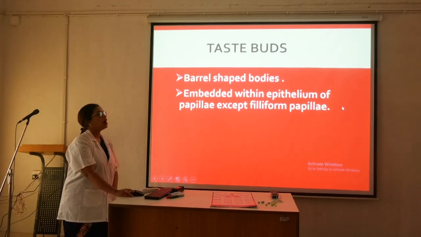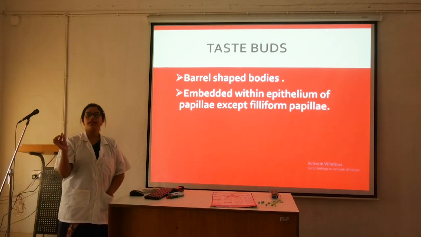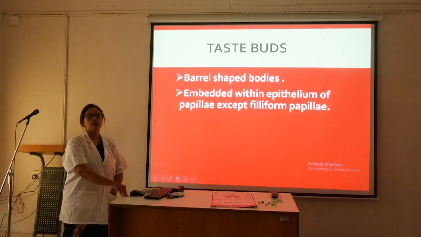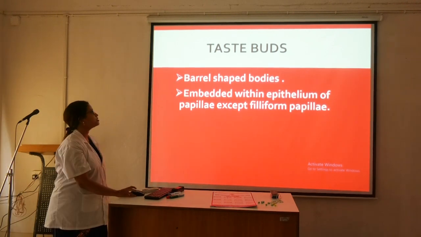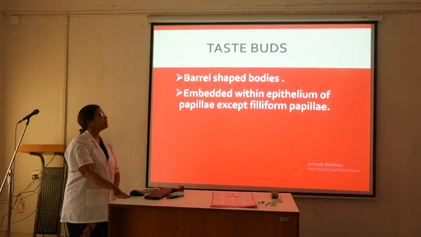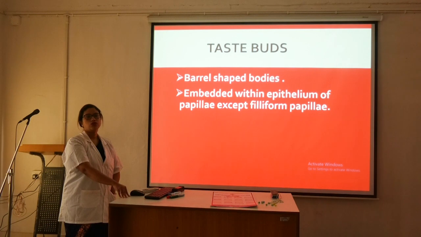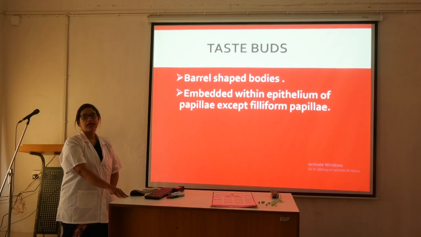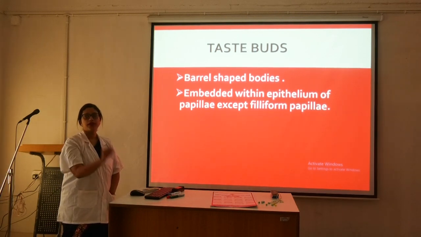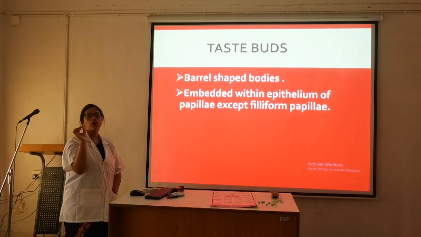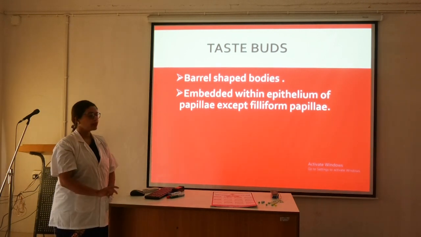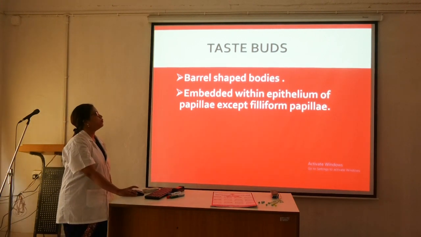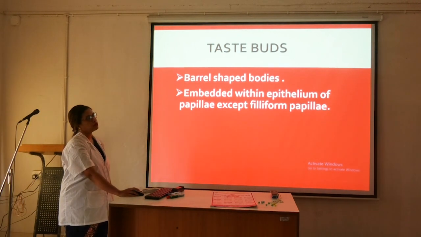So how does a taste bud look? Suppose you are seeing one taste bud under the microscope, how does it appear? First, they are barrel-shaped bodies embedded within the epithelium of the papilla, except the filiform papilla. I told you the example of absence of taste bud is the filiform, the pointed one. It is so small, how could a taste bud be present there? So just remember this.